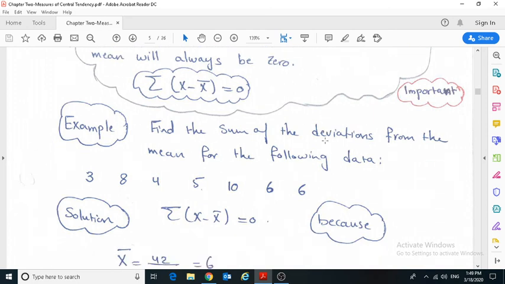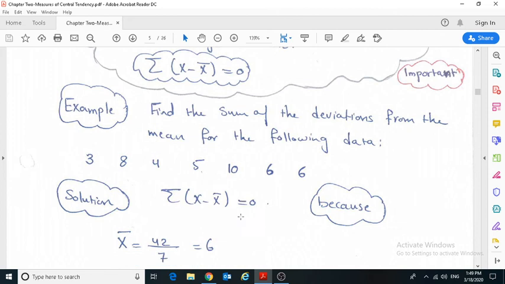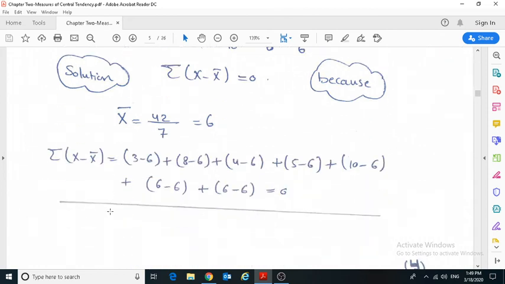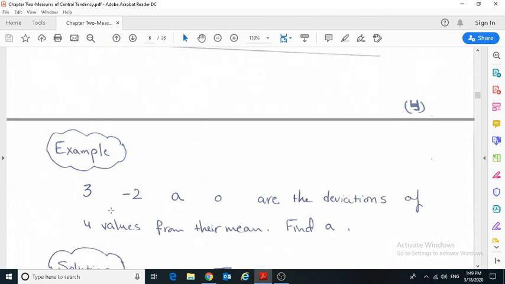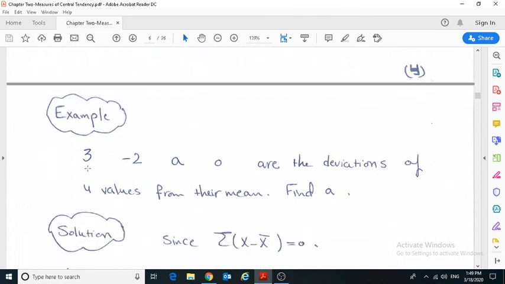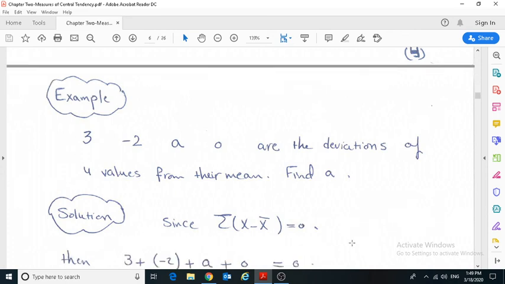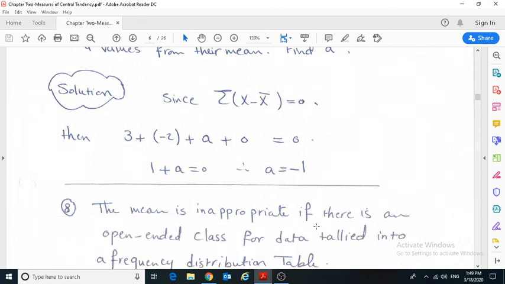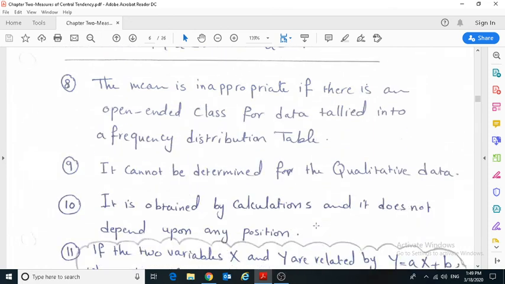Find the sum of deviations from the mean for the following data. The sum of the deviations from the mean is always 0 without solution. And to prove this, this is the solution. In the other example, we have 4 deviations, which means that the total sum of these 4 deviations will always be 0. So we can find the value of a to be minus 1.